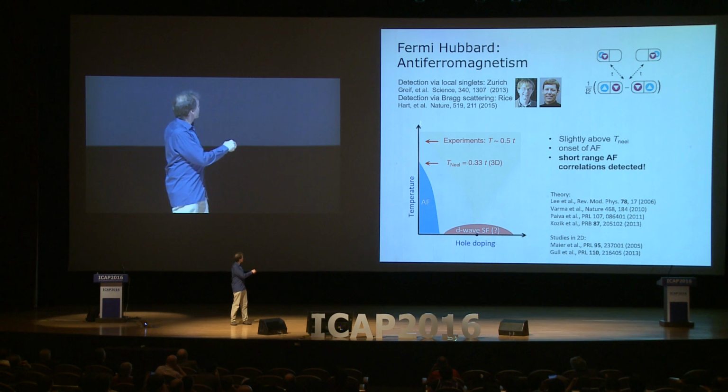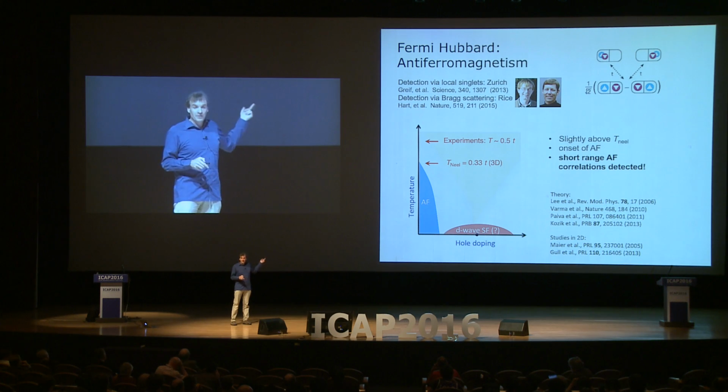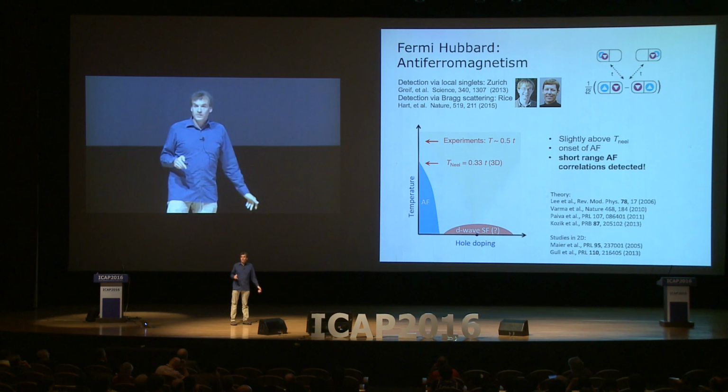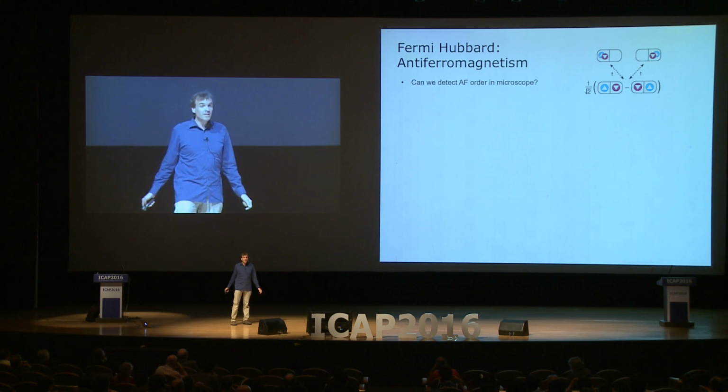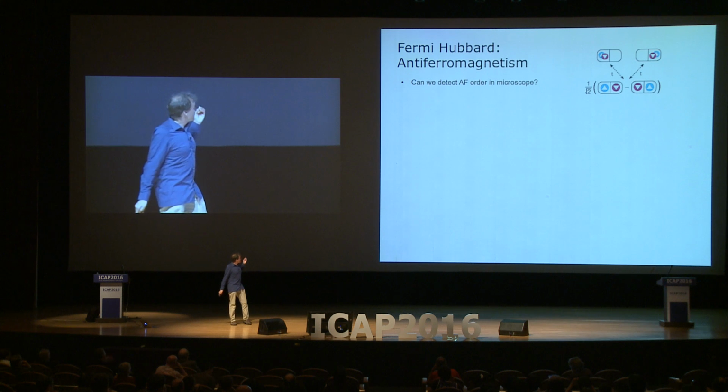These experiments have gotten pretty close to the 3D transition temperature, T-Néel here. They're still a bit above, but nevertheless, you can actually see already pretty strong local antiferromagnetic correlation, like next nearest neighbor correlation. Okay. Well, how about in the microscope? Can we see this in the microscope?